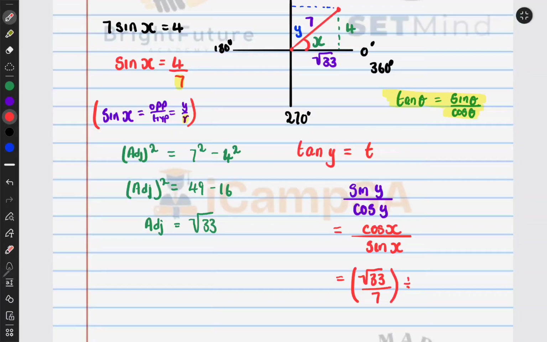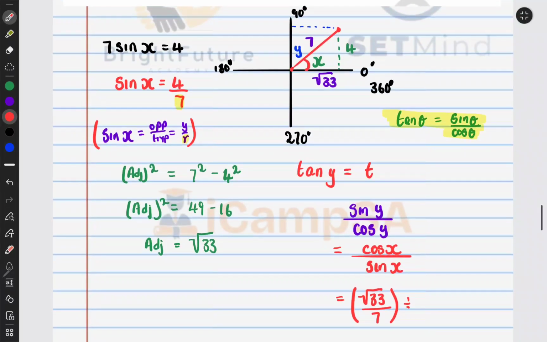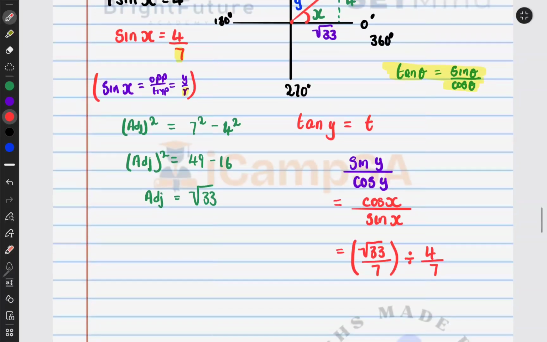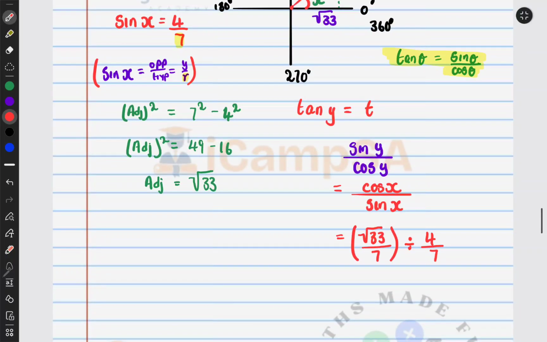divided by sine x, which is 4 over 7, divided by 4 over 7. Therefore this is what? The 7 will cancel the 7.